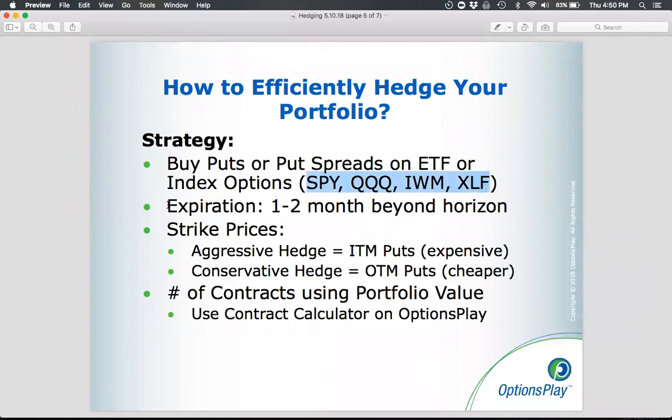And you want to choose expirations that are 1 to 2 months out beyond your time horizon. Choose strike prices. Aggressive hedges that are more expensive sometimes can be better. Conservative ones are cheaper, but they do have their drawdowns, if you will. And then lastly, you want to make sure you select the appropriate number of contracts based on the value of your portfolio. That's one of the most important pieces here.